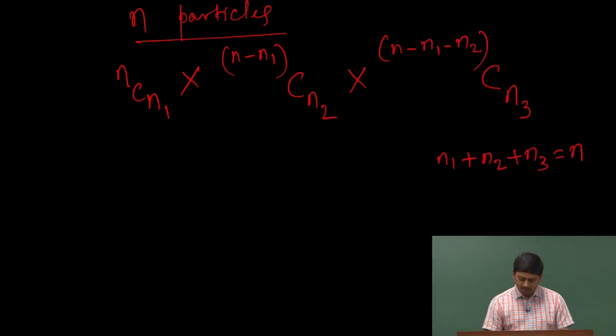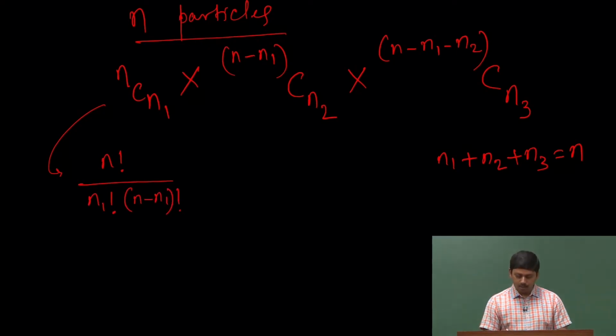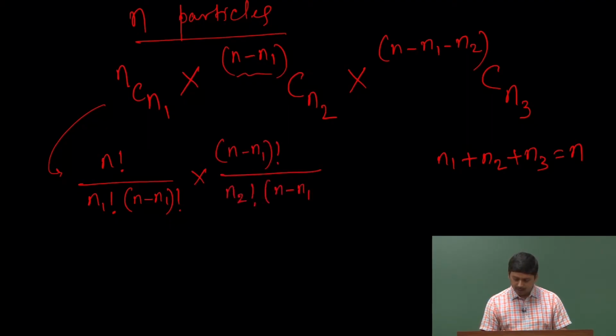So, what we get from this is nC n1, which is n factorial divided by n1 factorial and n minus n1 factorial, multiplied by n minus n1 C n2. So it is n minus n1 factorial divided by n2 factorial and n minus n1 minus n2 factorial.